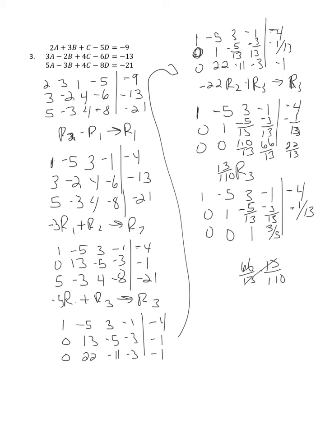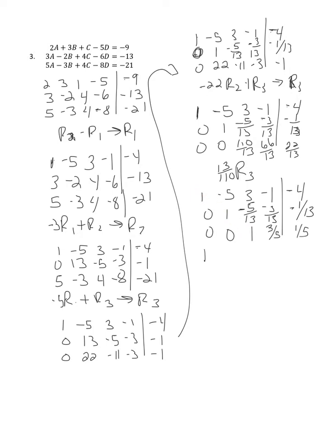Then I need to take this times 13 over 110. So I'm going to take 22 thirteenths times 13 over 110. That's 22 over 110, which is 1/5. So having your calculator handy is pretty necessary. Okay. We got our diagonal right there. So we have as close to answers as we can get.